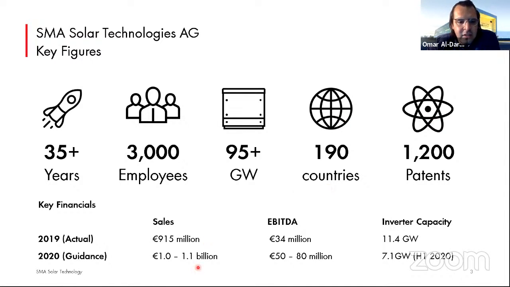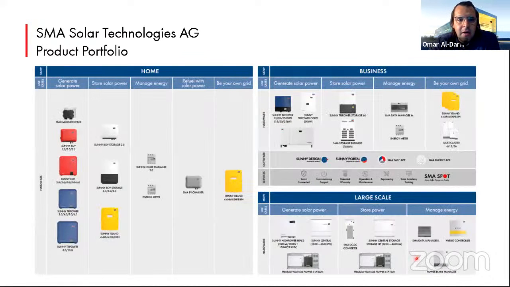In terms of financials, we've just released our H1 report for 2020. Despite the coronavirus pandemic, we're still going strong, actually expecting significant growth in sales and in inverter capacity as opposed to last year where we shipped around 11.5 gigawatts. Well, in the first half of 2020, we already shipped around 7 gigawatts of inverters.